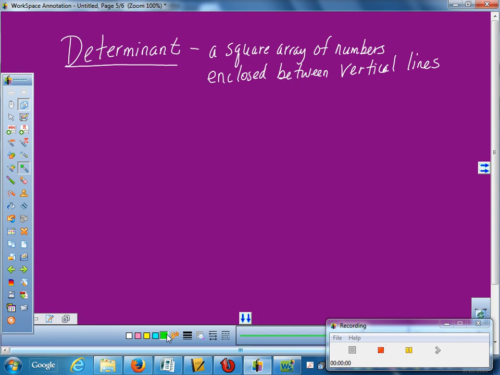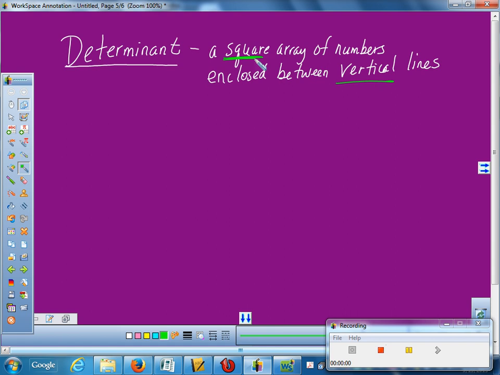2 key words. It's enclosed in vertical lines. Matrices are in brackets. And the other key word is, what's it mean, square? Oh, like there's 3 and 3 and not 3 or 4. It's a 2 by 2 or a 3 by 3 or a 4 by 4. It's got to be the same number of rows and columns. It has to be square to be a determinant.